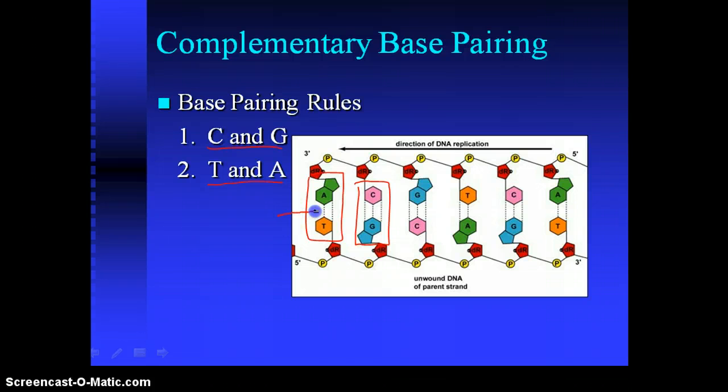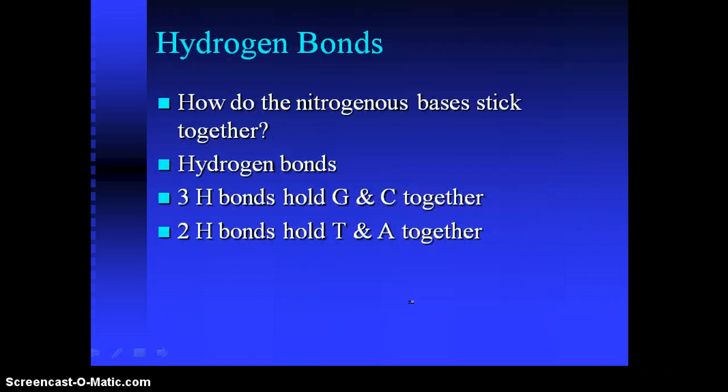Now these bonds right here are called hydrogen bonds. And A and T are always put together with 2 hydrogen bonds. And C and G are going to be put together with 3 hydrogen bonds. You have a place on your notes packet to put that. I'll show you on the next slide.